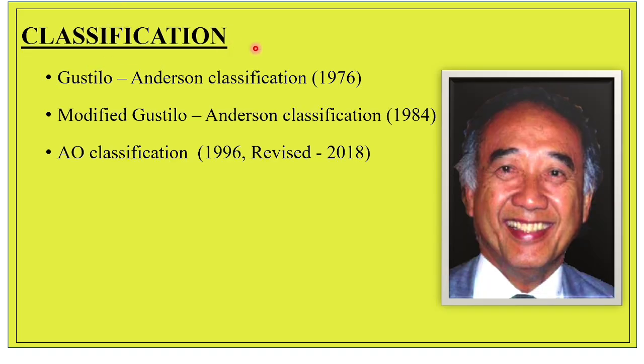And coming to the classification, the main classifications of different types of fractures are the Gustilo Anderson classification, which was put forward by Dr. Ramon Gustilo and Anderson in 1976. This is Dr. Ramon Gustilo from the Philippines. And next, there was a modification of this Gustilo Anderson classification, put forward by Dr. Gustilo, Mendoza and Williams in the Journal of Trauma in 1984. And there are so many classifications apart from this. The latest and revised classification is known as the AO classification, which was put forward in the journal in 1996 and revised in 2018. This is the AO or OTA classification.